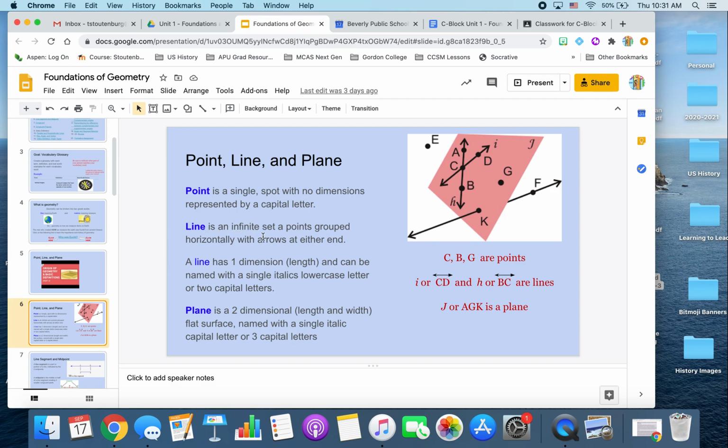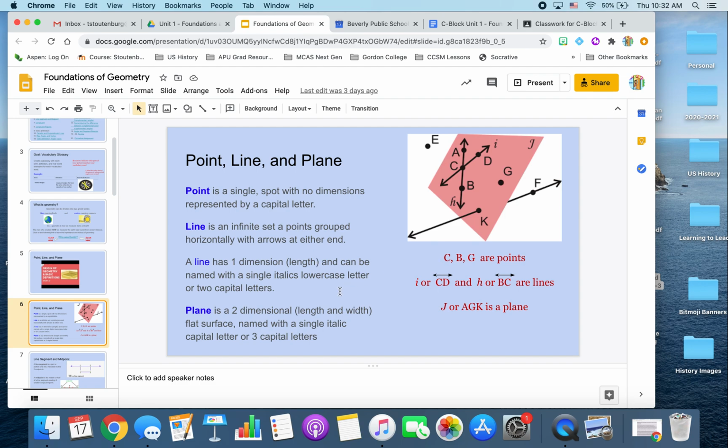Now, a line is an infinite set of points, as the video showed you, that when you put them all together, create a line. And to signify a line and the fact that it is infinite and can go on forever, we use these arrows on either end. Okay, now a line, because we put all these dots together, has a single dimension, and that is length. Length we can measure. Whereas the point has no dimension, so it isn't possible to measure. A line, we can measure its single dimension, which is length.